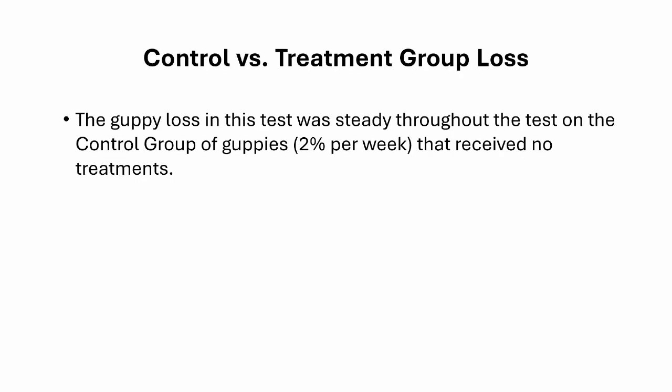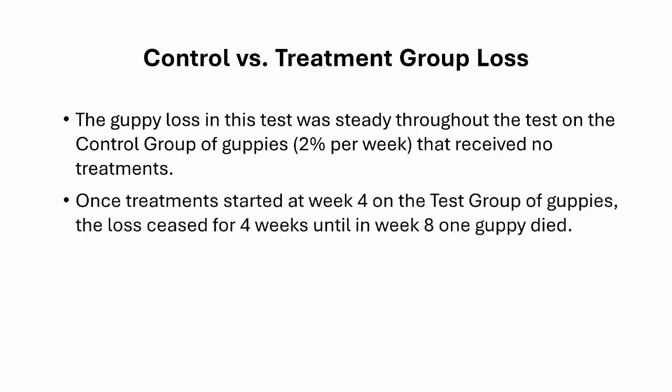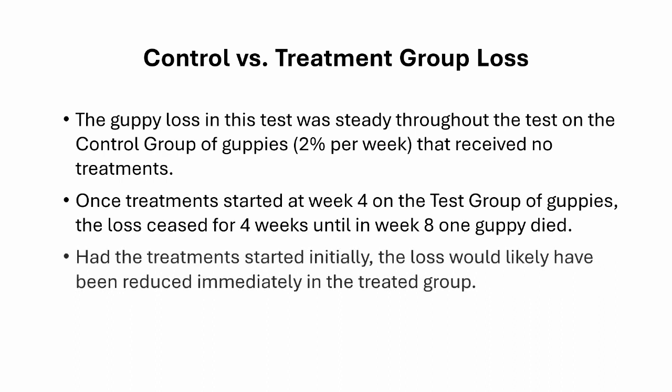So the guppy loss was steady throughout the test at about 2% per week in the group that had no treatment. However, once we treated not the control group, but the test group, the losses pretty much stopped for 3 weeks, and then on the 4th week after treatment, only one more guppy had died. And so had we started treatments earlier, we would have had significantly less loss in that group as well.